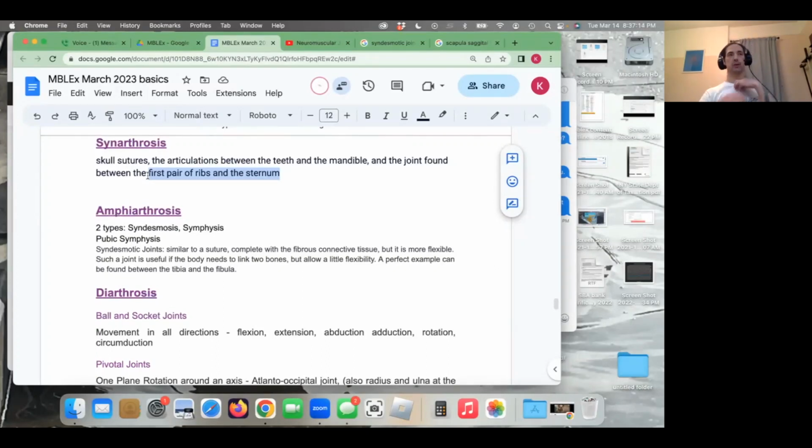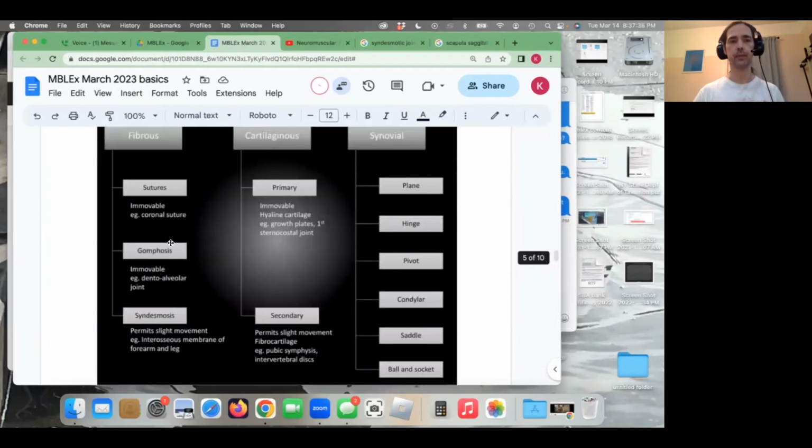So there's the manubrium, then there's the sternum, and then there's the xiphoid. Is that correct? Is the middle piece called the sternum? Yes. Okay, thank you. I always forget if that's the whole thing or the one piece. So those are the synarthrotic joints. Gomphoses refer specifically to the dentures or the teeth.